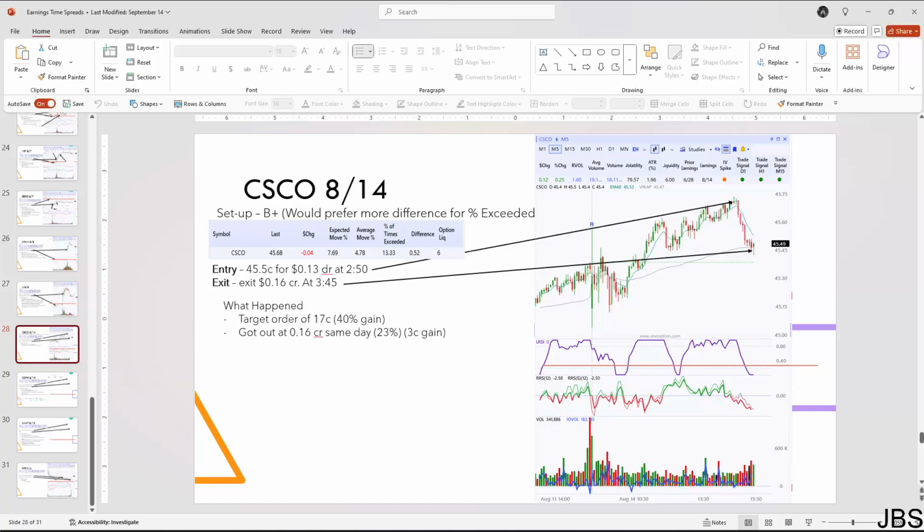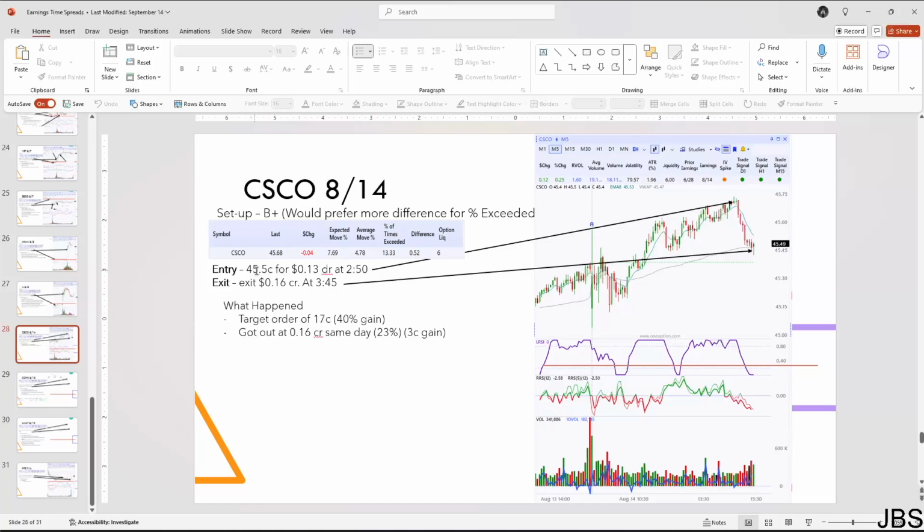Here is the Cisco time spread on the 14th. Got a nice same day fill. Here's our setup. Again, good times exceeded, a little bit higher than I would have liked. So it's kind of a B plus setup, but I did get a nice same day fill.